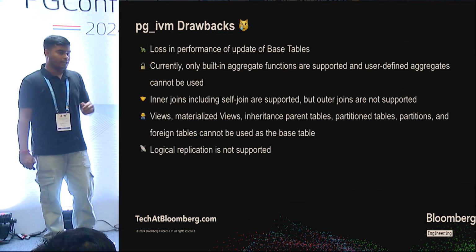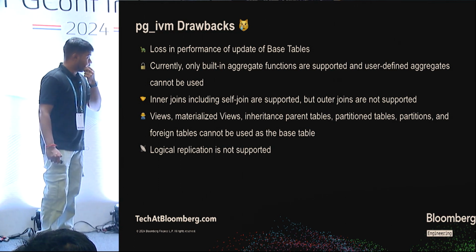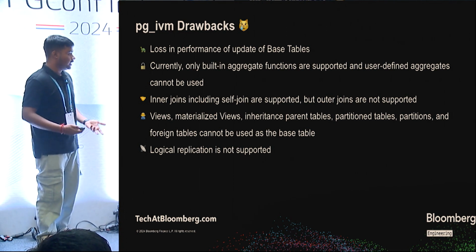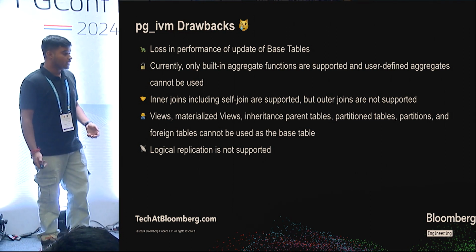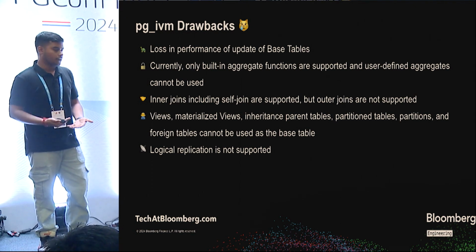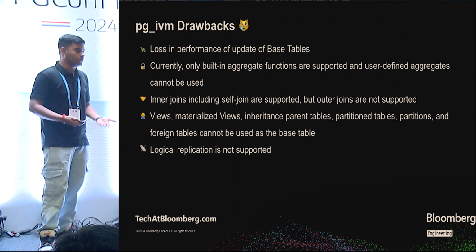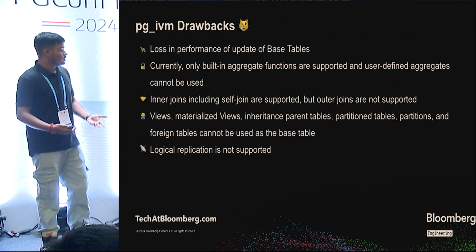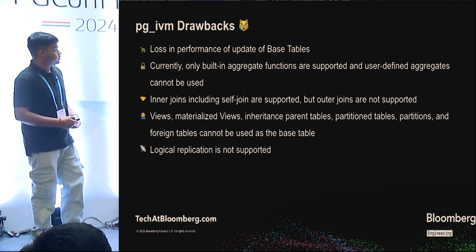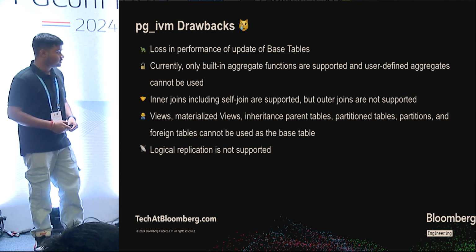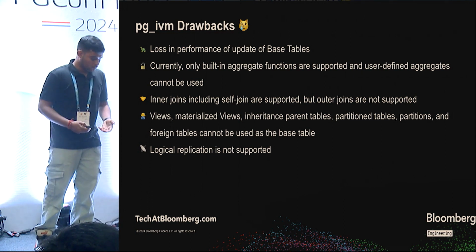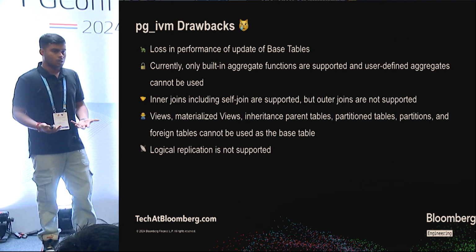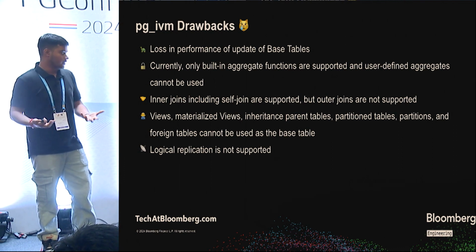But again, it's not the only caveat. We do have some more problems in PGIVM. First of all is the loss of performance in the update of the base table. As we saw in one of the examples, the update does take more time than the usual traditional materialized view update because of the updating of the view in the same transaction. Another issue with PGIVM is that it only supports the built-in aggregate functions. The reason is that whenever we create a user-defined aggregate function, PGIVM doesn't know how to update the rows after getting the value of the delta.